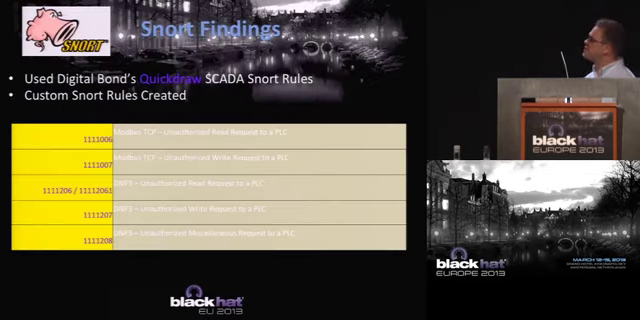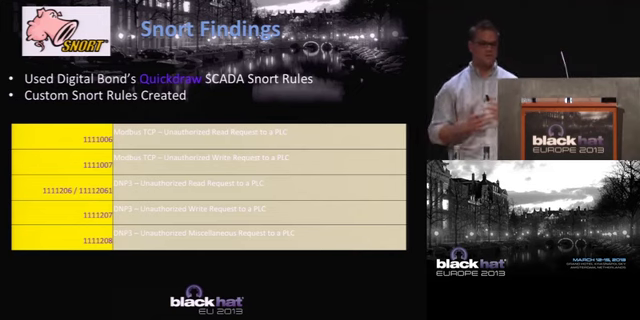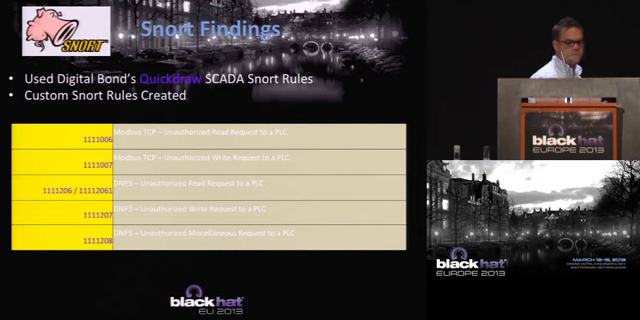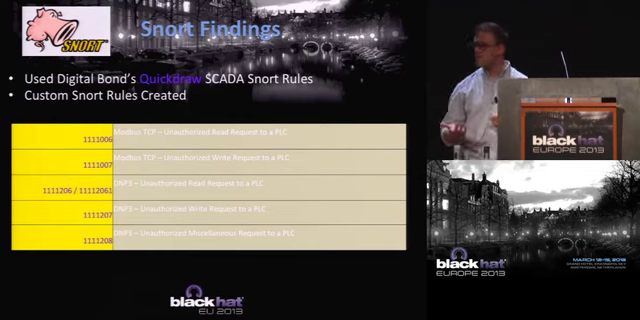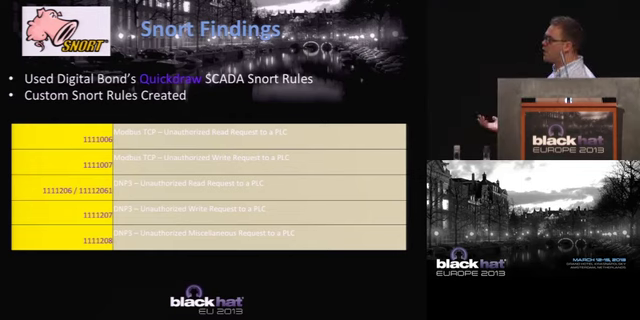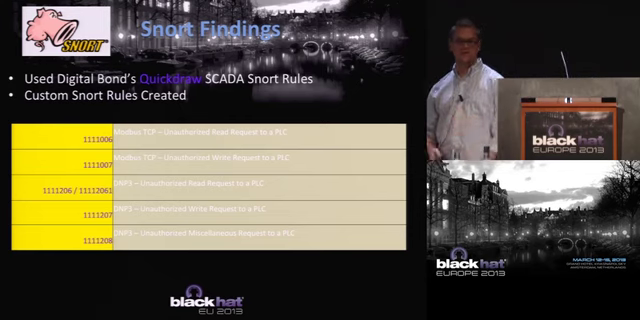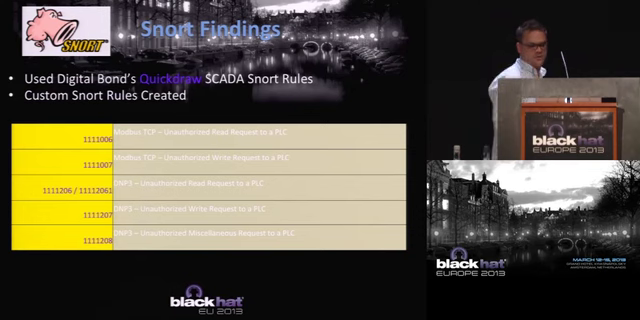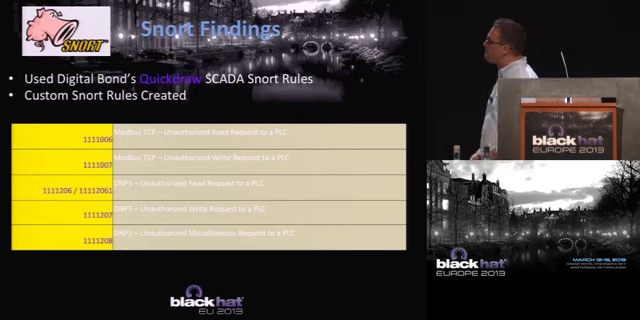All right, so now a quick overview of Snort findings for those of you that are really familiar with Snort. Again, I used Digital Bond's Quickdraw SCADA Snort signatures as well as custom created signatures of my own to quickly identify what exactly is being targeted. This was not used as the say-all. I didn't say, oh yeah, Snort said that DNP3 was an unauthorized read request to a PLC. I used that as a foundation to then look further into what was attempted.